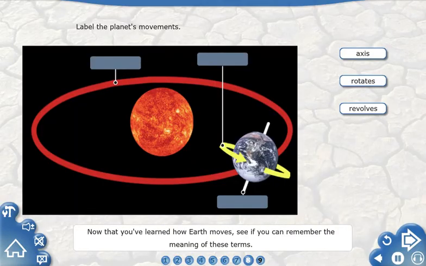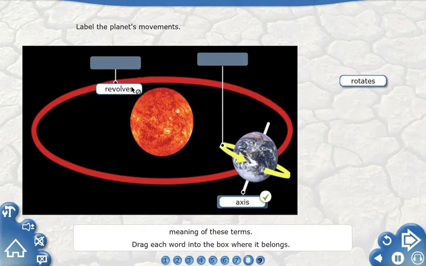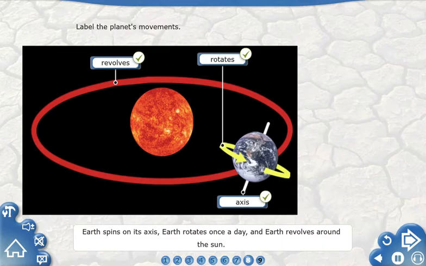Now that you've learned how Earth moves, see if you can remember the meaning of these terms. Drag each word into the box where it belongs. Well done! Earth spins on its axis, Earth rotates once a day, and Earth revolves around the sun.